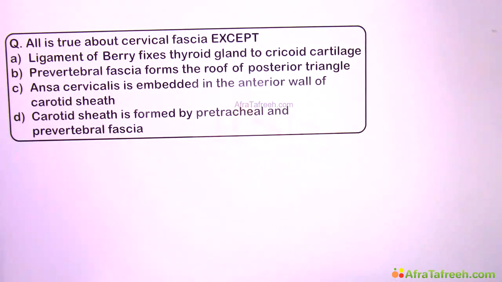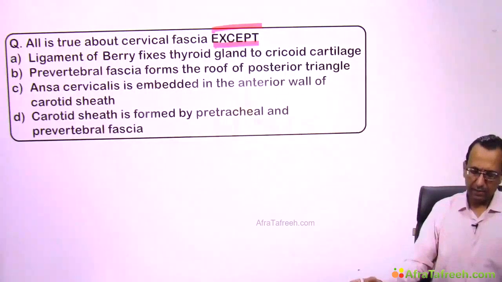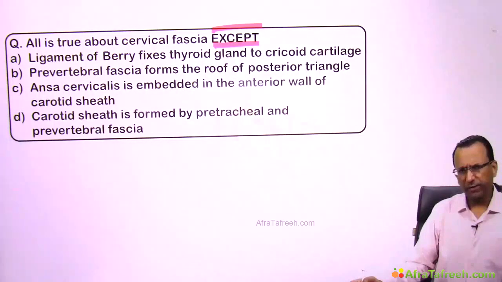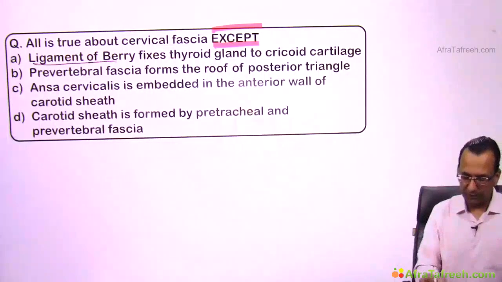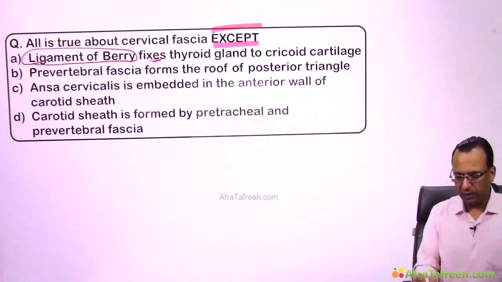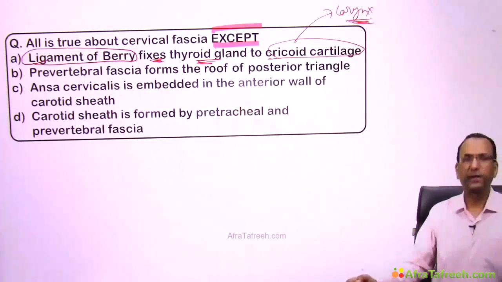Tell me the answer. Exception? Yes, exception. It is asking me about the ligament of Berry. Yes, ligament of Berry. Tell me what is the answer. I think the ligament of Berry is a modification of deep cervical fascia. Yes, you are correct. It is a modification of the deep cervical fascia fixing the thyroid gland to the larynx. And where in the larynx? It is on the cricoid cartilage.